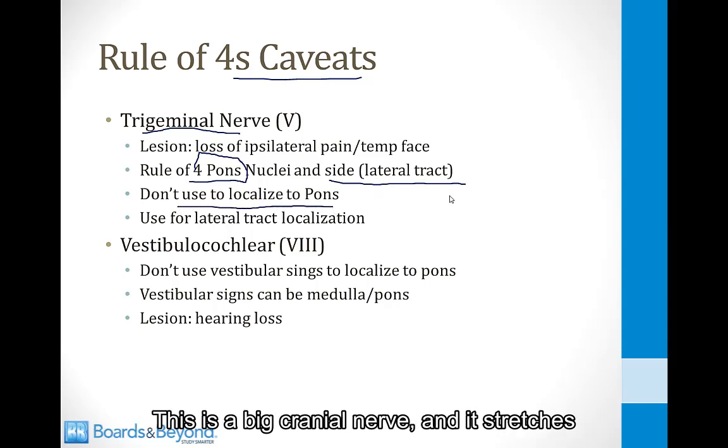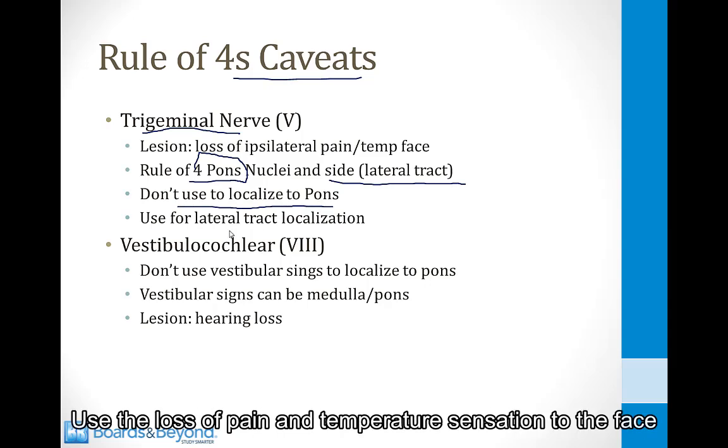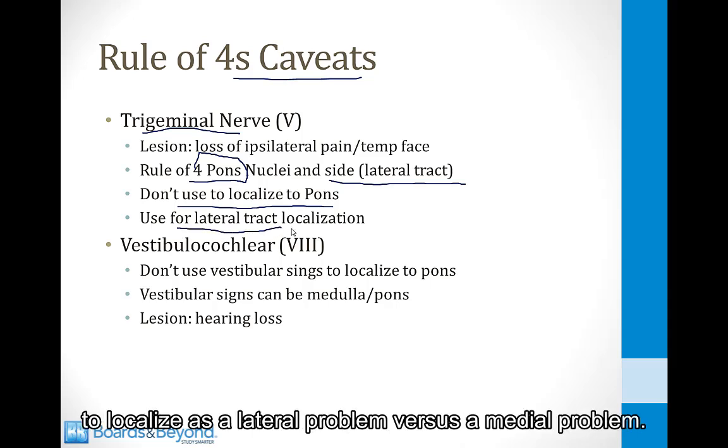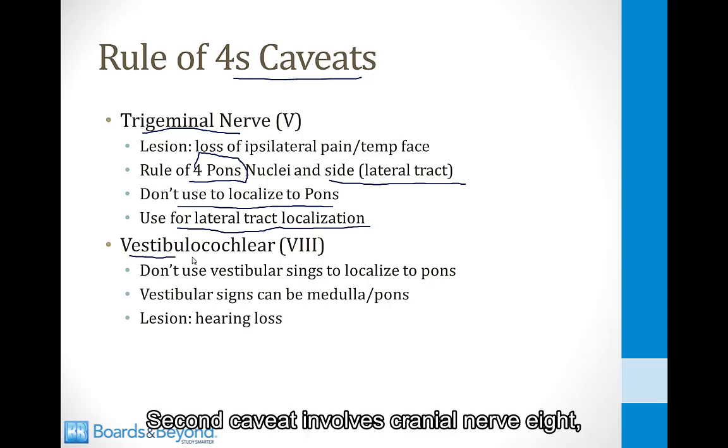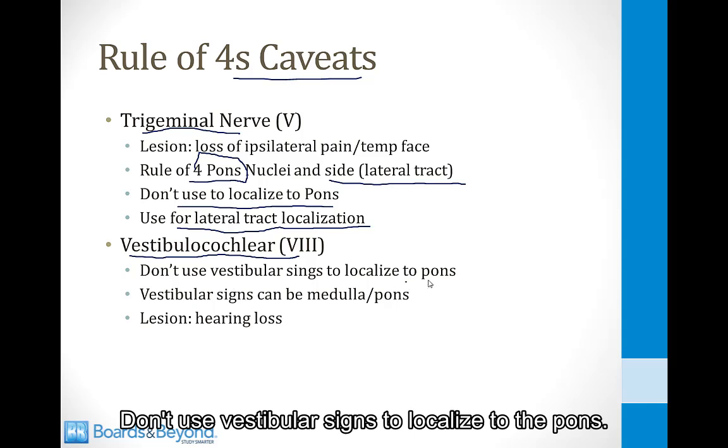This is a big cranial nerve and it stretches through the pons and the medulla. Use the loss of pain and temperature sensation to the face to localize as a lateral problem versus a medial problem. Second caveat involves cranial nerve 8, the vestibulocochlear. Don't use vestibular signs to localize to the pons.